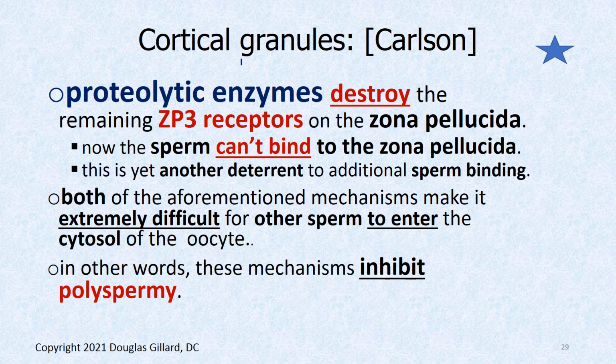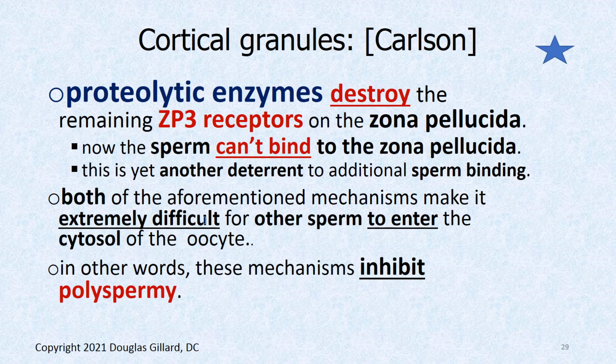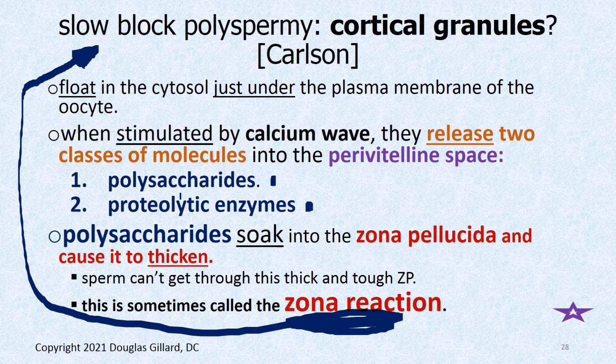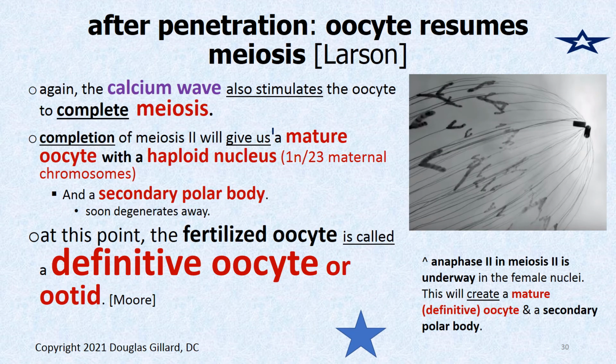So what else? We just said what happens to the polysaccharides. They stiffen the zona pellucida. What about these proteolytic enzymes? They actually flat out destroy ZP3 receptors on the zona pellucida, and now the sperm can't bind. So that's the second mechanism there. Both of these mechanisms, which collectively are called the slow block to polyspermy, hinder the ability of a second sperm to get inside the egg. In other words, they inhibit polyspermy.